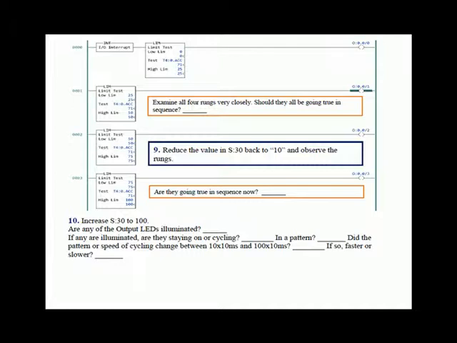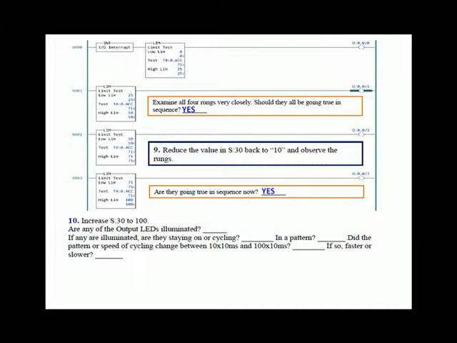We ask you a question at this point. Examine all four rungs very closely. Should they all be going true in sequence? Yes, they should. Now, reduce the value in S:30 back to 10, when you had a nice even pattern, and observe the rungs. Are they going true in sequence now?